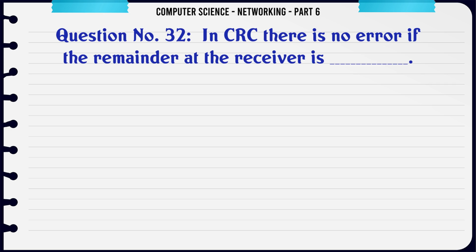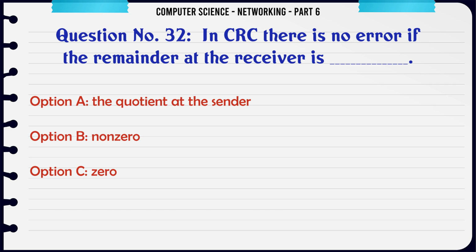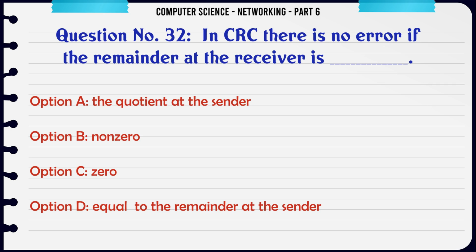In CRC there is no error if the remainder at the receiver is A. The quotient at the sender. B. Non-zero. C. 0. D. Equal to the remainder at the sender.